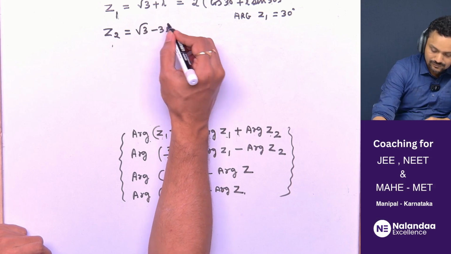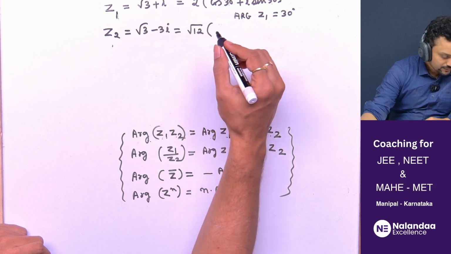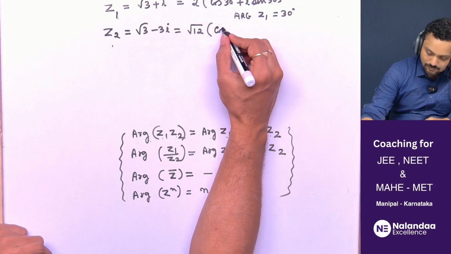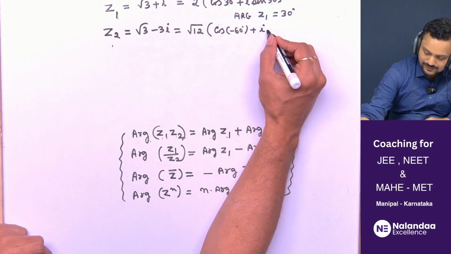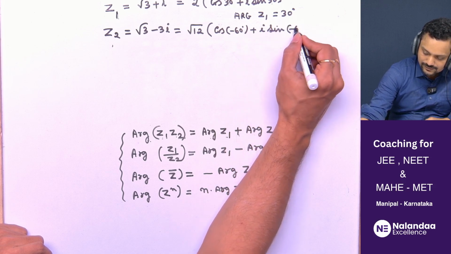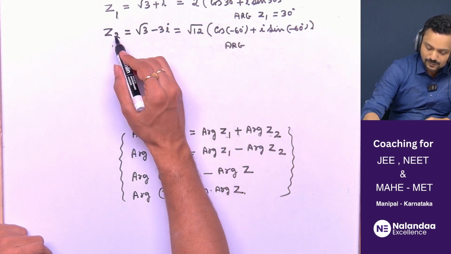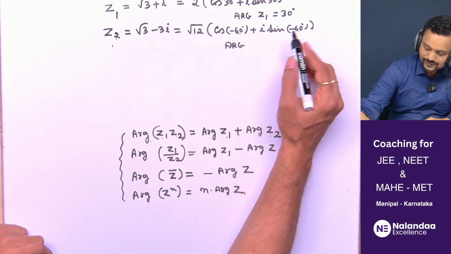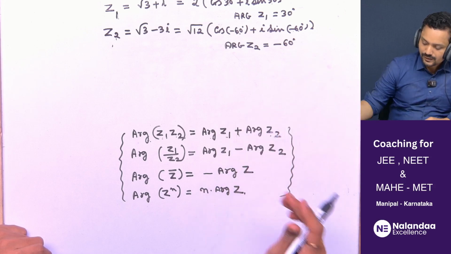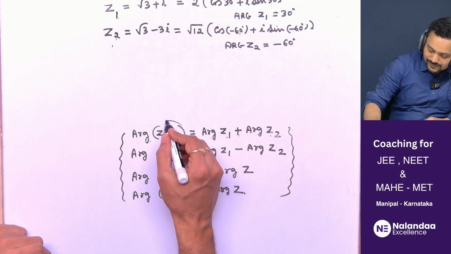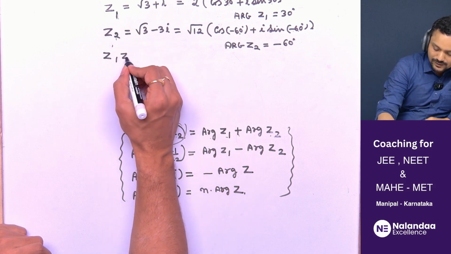Similarly, the second question which I did was root 3 minus 3i. We got the polar form as root 12 into cos of minus 60 plus i sine minus 60. From here we can say the argument of this complex number z2 is this angle, which is minus 60. Argument of z2 is minus 60. Now what I am going to do is I will see this z1 into z2.